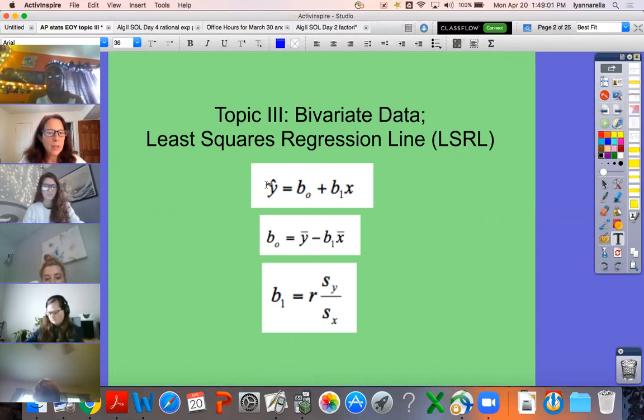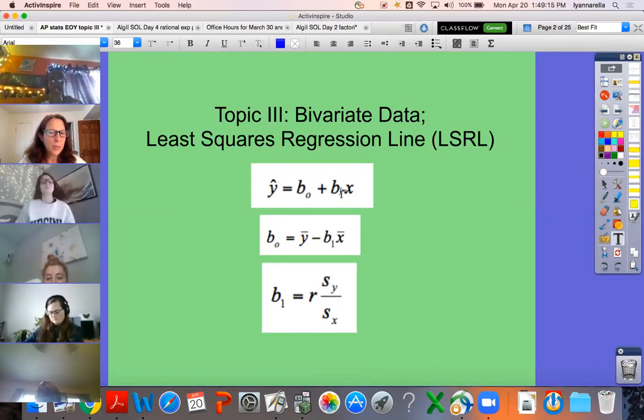So this is the prediction equation line. We call it y hat. So whatever the y variable is, we actually name it. So if it's protein, we say protein hat. If it's calories, we say calorie hat. If it's distance, we say distance hat. Equals b sub naught, which is the y-intercept, plus b1 times the x value. So that's the slope times whatever the x variable is.